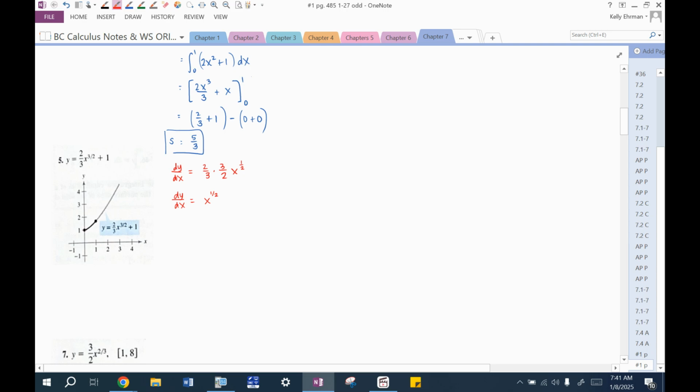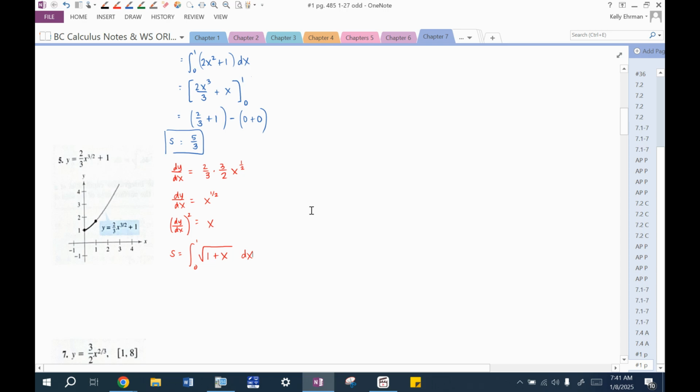And that's pretty good, sorry, I was getting distracted for a moment. So that's good because if we square that, that just becomes x. That's nice and easy. And then if we put this into our arc length formula, it will be the integral from 0 to 1 of the square root of 1 plus x dx.